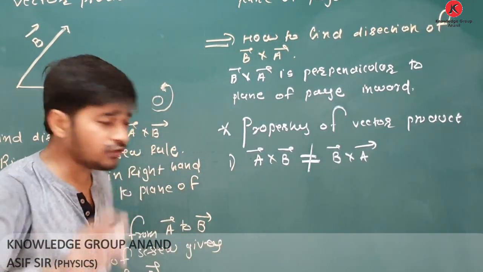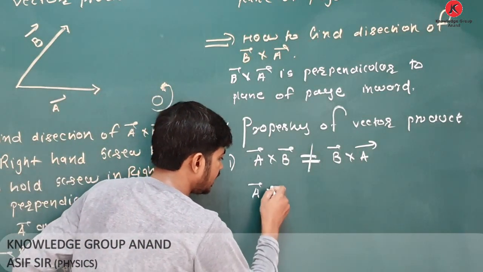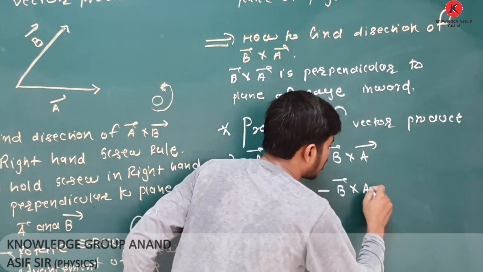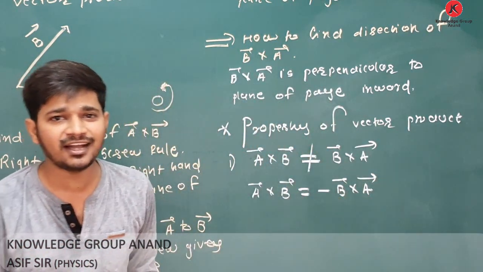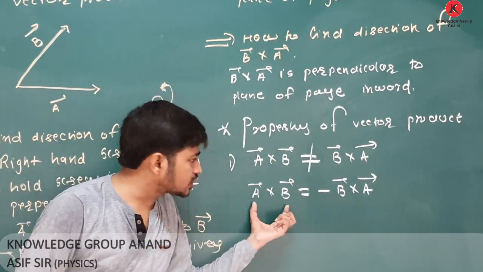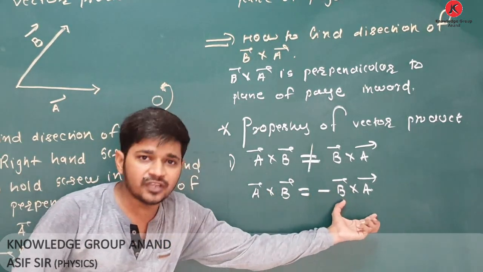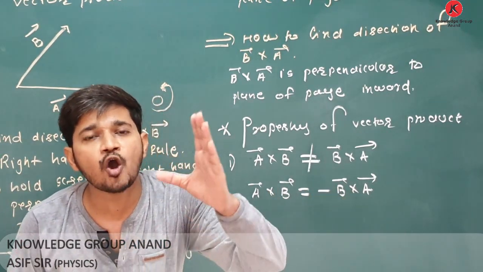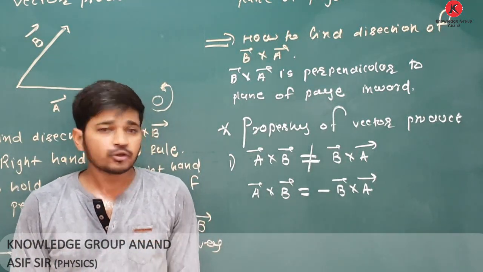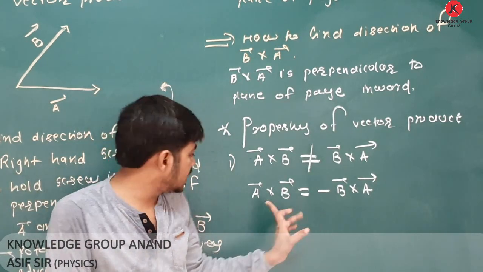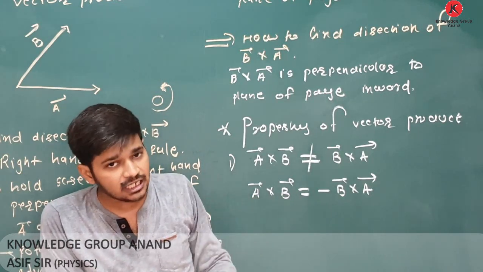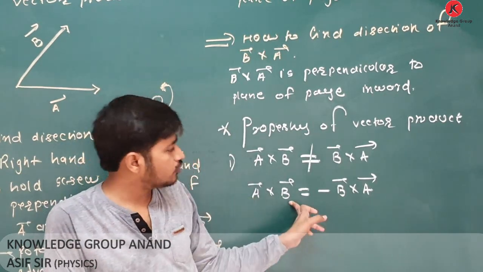How to write this? I can write this as A cross B is equal to minus B cross A. Why minus? This minus sign indicates that the direction of this vector and the direction of this vector are mutually opposite. So this is how to write the vectors. A cross B and B cross A, their magnitudes are equal, but the direction is opposite, so you have to write like this.